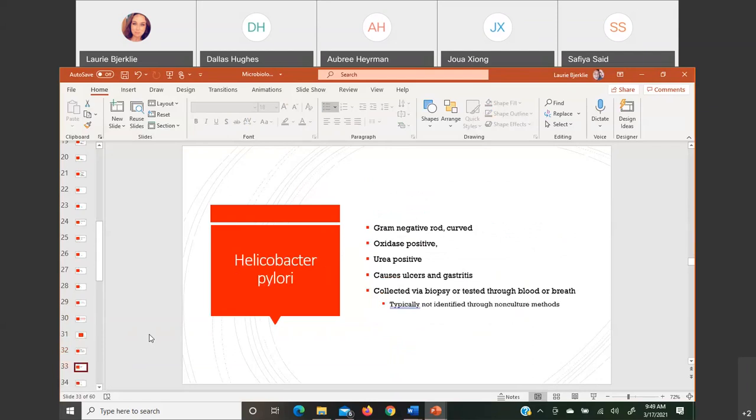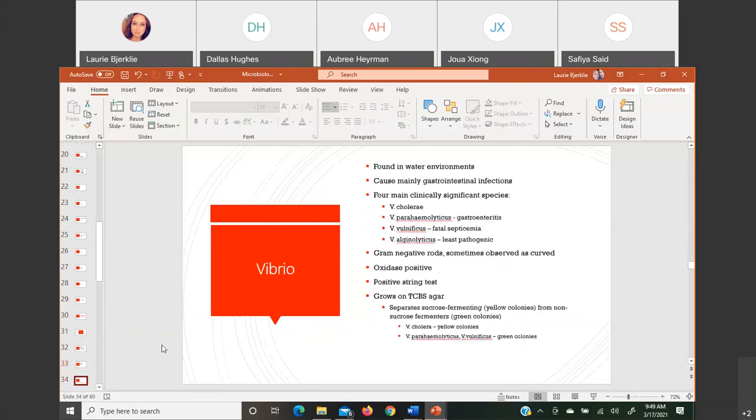Helicobacter pylori, H. pylori: gram-negative rod, oxidase positive, hugely urease positive. It's such a big feature of it to be urea positive. This is the one that we screen if we think somebody might have an ulcer or gastritis. We don't really grow this out, so we're looking at it a few different ways. You can do the breath test where they breathe into a bag, seal it, and drink a solution. Fifteen minutes later, they breathe into another bag. You can do it versus a biopsy: you put the little biopsy sample into urea agar, and if it turns pink, it was H. pylori. You can also test it through blood. So we're not growing those, we're testing it some other way.